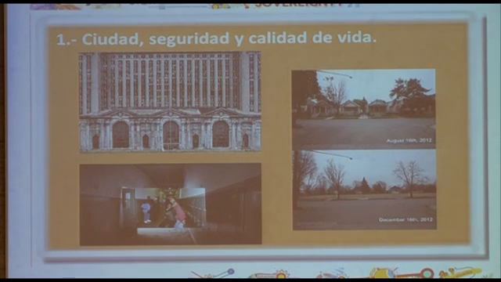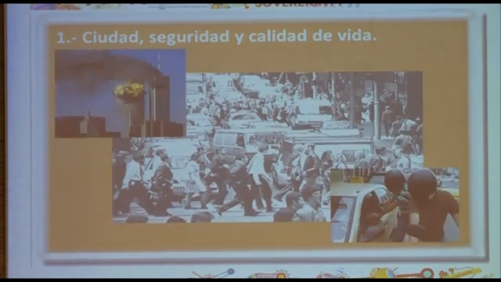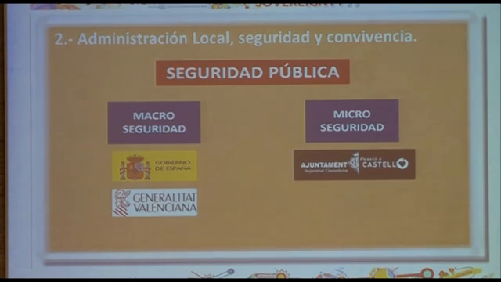And this picture shows how a city can be abandoned. It is the same place, the same road, the same street, but in August 2012 there were houses, and the houses have disappeared. So that leads to an abandonment process. I don't want to talk too much about this. We are living in two main branches of public safety. We speak about macro safety and micro safety. And how can we work with that?